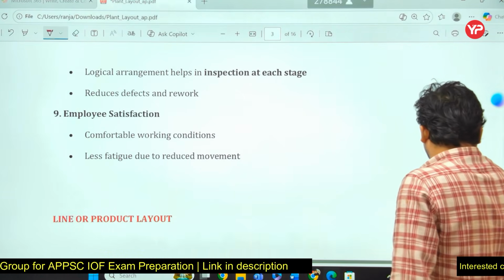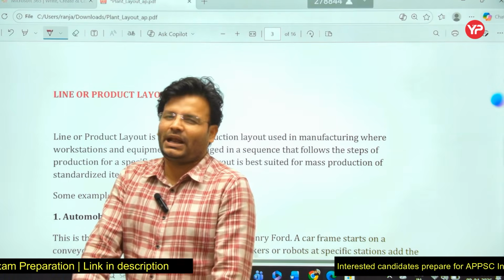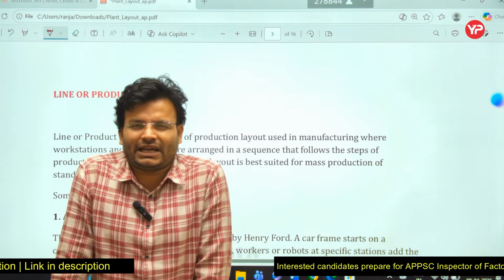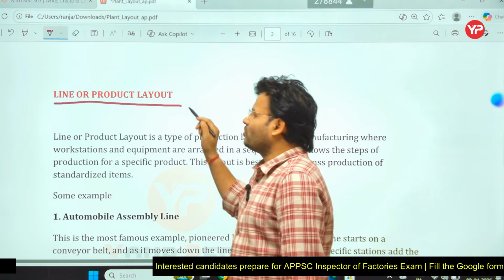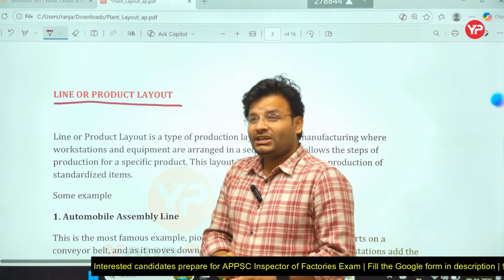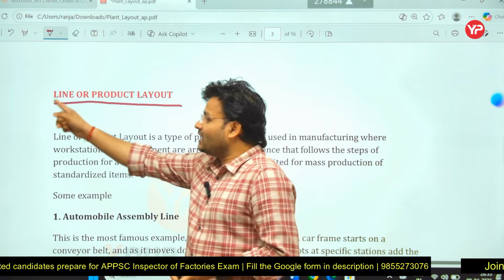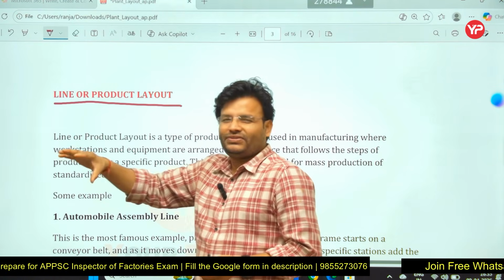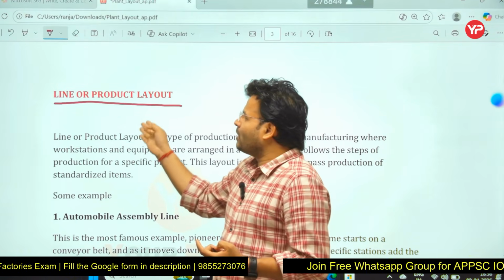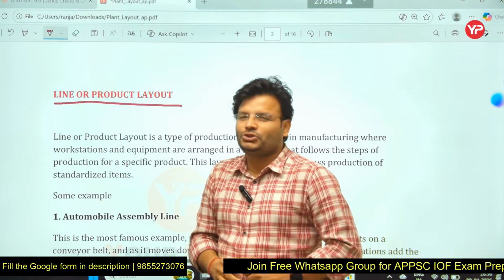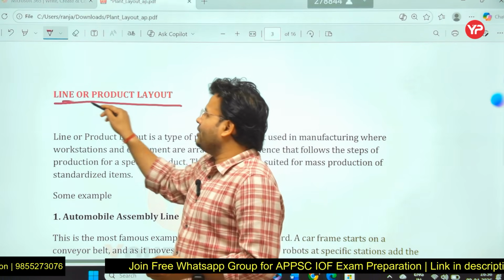Now if you talk about how many types of layout, my dear friends, basically there are 4 types of plant layout. One of them is line or product layout. See my dear friends, in MCQs sometimes they ask what is the other name of line layout, and one option will be product layout. Or sometimes they ask the other name of product layout, and the answer is line. You can expect that type of MCQ question in the exam, so keep in mind line or product.